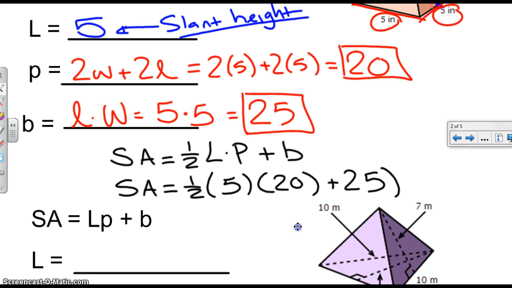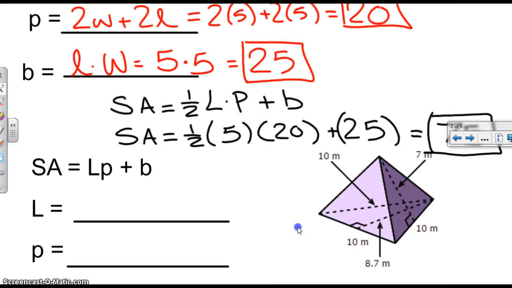And when that's all said and done, we end up with 100 times 1/2 is 50, plus 25 is 75. Sound right? 75 sounds good to me. So there's some mental math for you. That's why we pay attention in class. That's number 1. Take a second to copy that down. Make sure you have everything, and we'll move on to number 2.